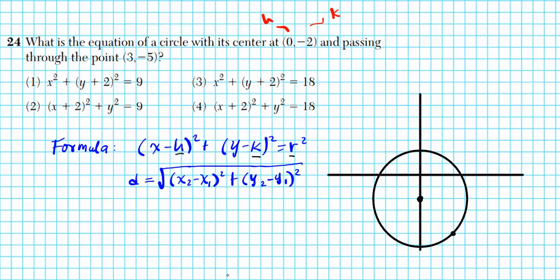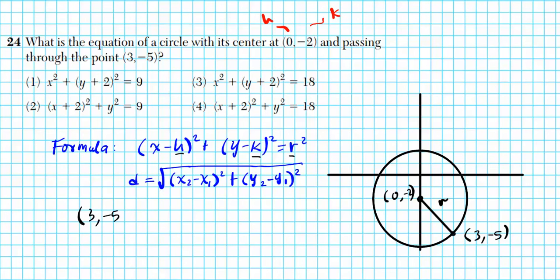And we need to find the radius. The radius is the distance between these two points. So if I can figure out that distance using the distance formula, then I am good to go. Okay, all right, so let me graph this for you. Center 0, -2, radius. Okay, so for our radius, we're going to be using the distance formula.